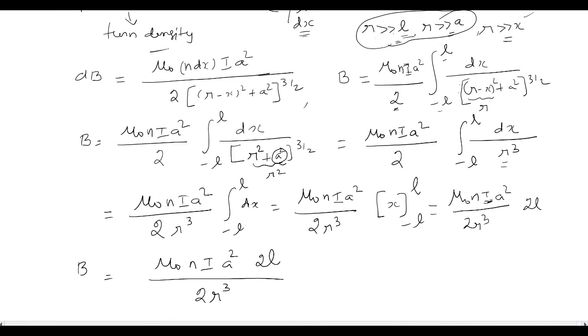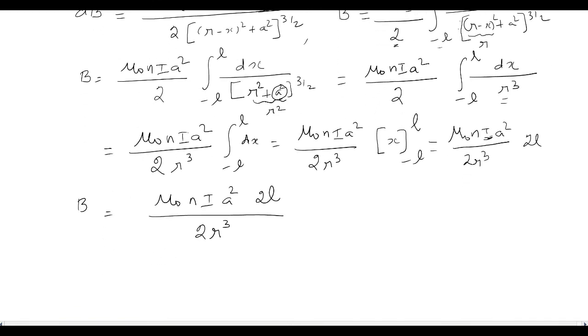Is it clear? Now a small rearrangement, a small manipulation. Multiply both numerator and denominator by 2 pi. Then B can be written as mu naught by 4 pi into 2 into 2l into n I pi a squared whole divided by r cube.